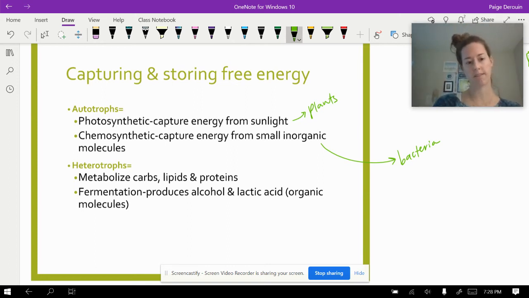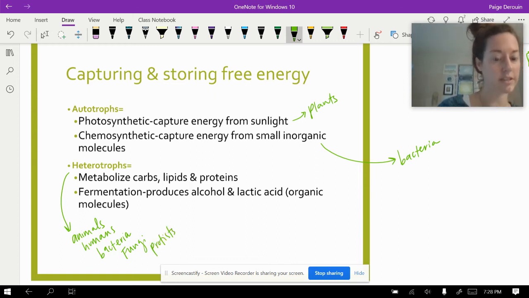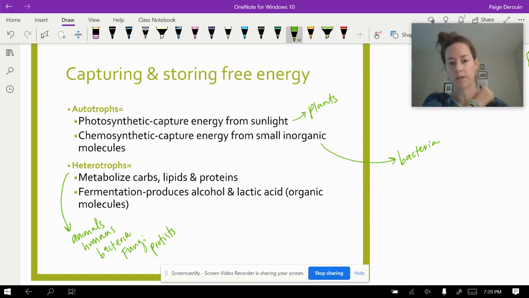Heterotrophs are going to be things like animals, humans, which we're animals, but I'll put us on here. Also, bacteria, fungi, and protists, which are things like amoebas. For us, we're that first bullet. We metabolize carbs, lipids, and proteins. Most animals, that's what they do.